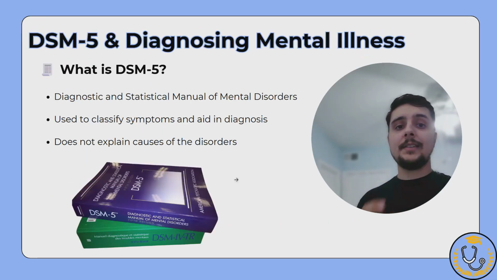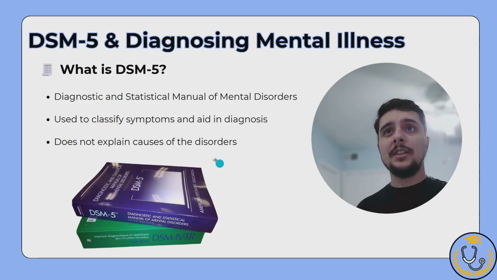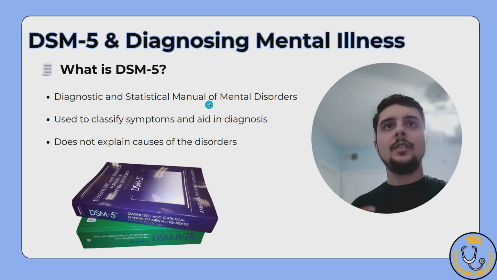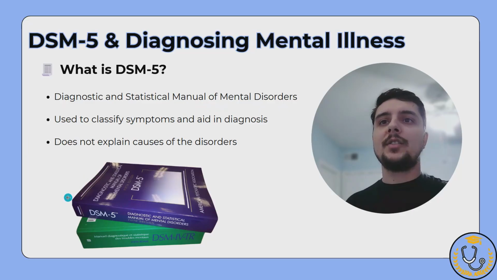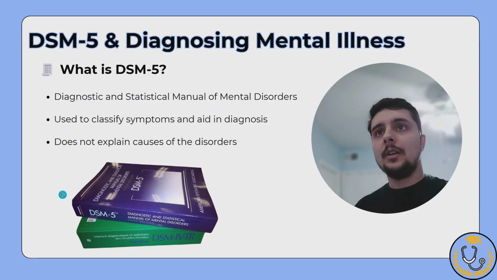Now, moving on to DSM-5 and diagnosing mental illness. What is the DSM-5? This is the Diagnostic and Statistical Manual of Mental Disorders. It is a very thick book that has gone through many different revisions over the years, and it is used to classify symptoms that then lead to diagnosing someone with a mental disorder.